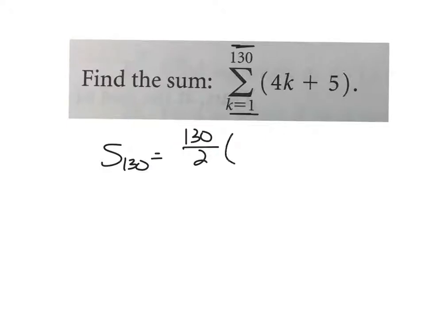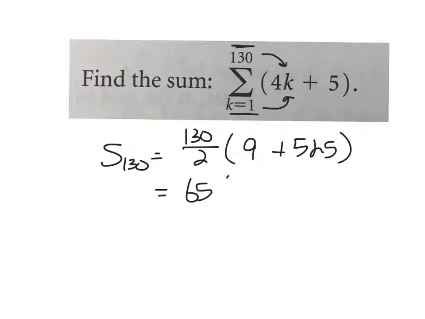Now, to get your first term, don't forget how we did this the other day. To get your first term, you plug the 1 in there. And if you plug 1 in there, 4 times 1 is 4, plus 5 is 9. You get 9. To get your last term, you plug 130 in. 4 times 130 is 520, plus 5 is 525. So just working it out here, that's 65. That's going to be 534.